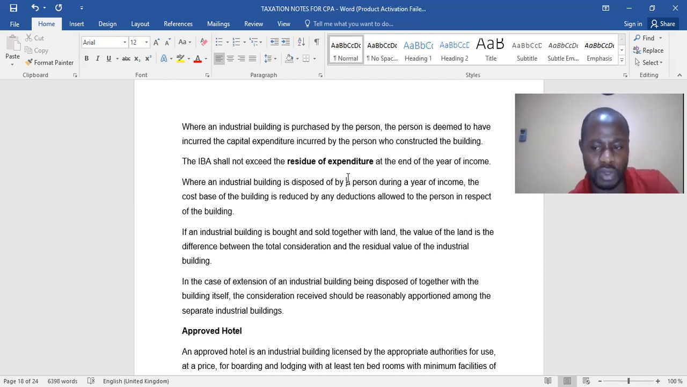So, if you have a scenario where the building has been disposed of together with the land, then you get the total consideration received, and then you subtract the residual value of the industrial building. That would give you the amount which is attributable to the land.